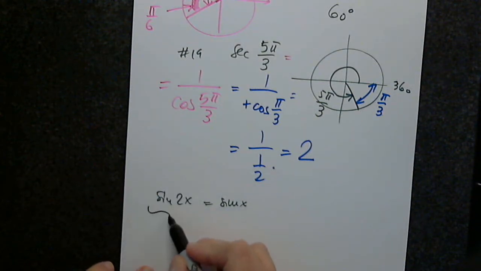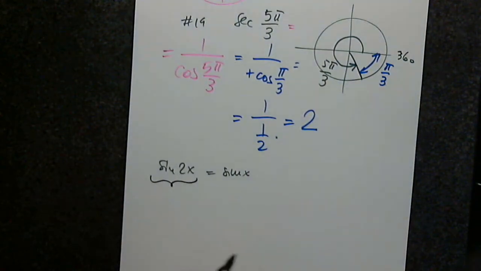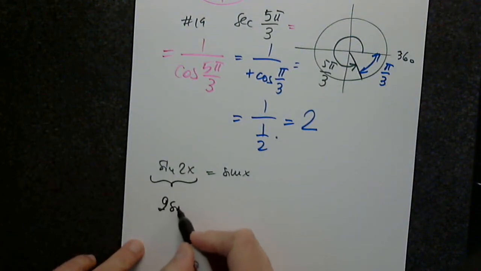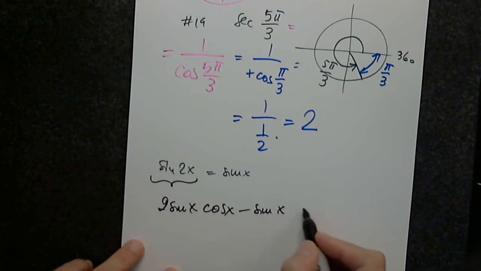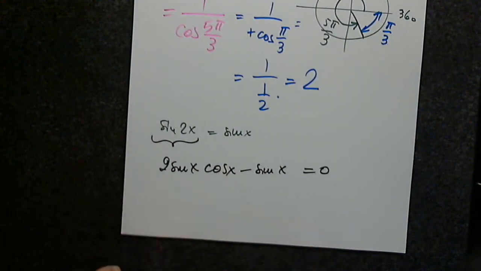Well, we have to remember an identity here. We can't work with this without remembering what sine twice x is. Do we remember the identity for sine twice x? That's 2 sine x cosine x. I will subtract sine x and set it equal to 0. What next?